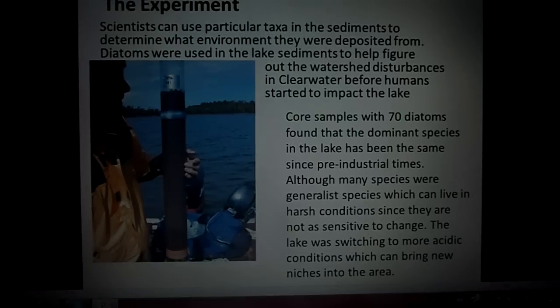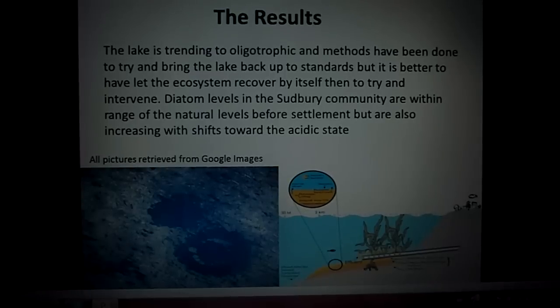Through the 70 diatoms, conclusions were made that the dominant species in the lake has been the same since the pre-industrial times. Most species were generalist species, which were hard to make decisions over since they have a high pH tolerance, along with species that were tolerant to high metal concentrations. The diversification in the lake also showed a decreasing pH value, therefore shifting towards acidic conditions, which will cause the occupation of new niches. This will also cause the lake to lean towards becoming unproductive and eventually oligotrophic.